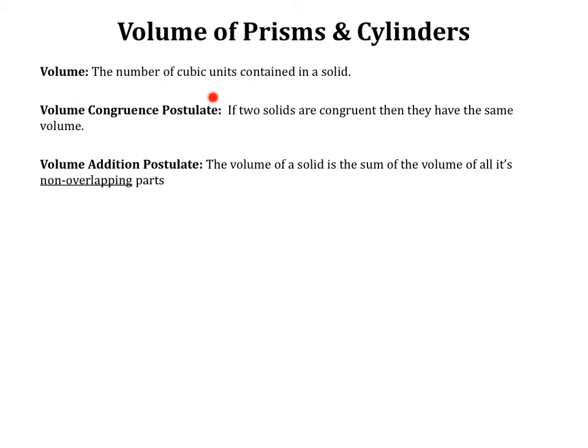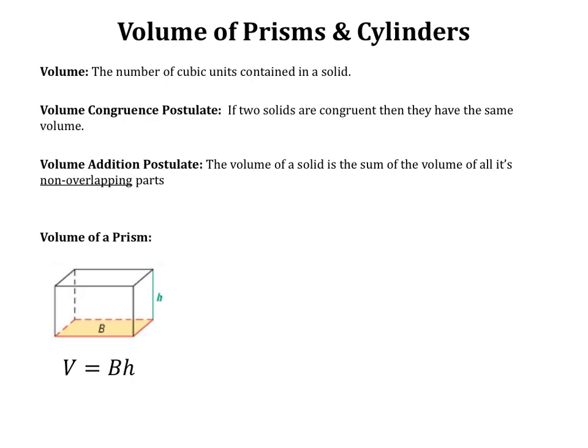Now let's talk about volume. Volume is the number of cubic units contained in a solid. Now our volume congruence postulate says that if two solids are congruent, then they have the same volume. And then more importantly, the volume addition postulate says that the volume of a solid is the sum of the volume of all of its non-overlapping parts. So that means if we don't have a volume formula for a specific solid, we can always cut it into pieces, find the volume of those individually, and then add them back together to find the volume of the whole shape. So I have two formulas for you.